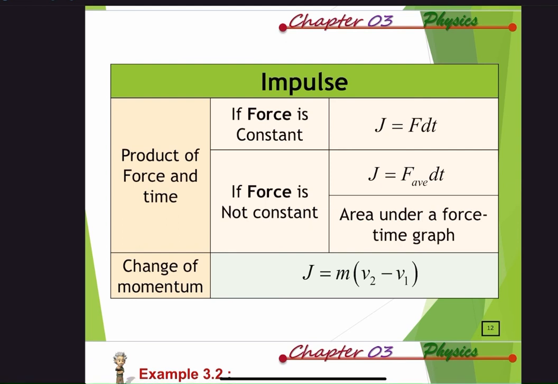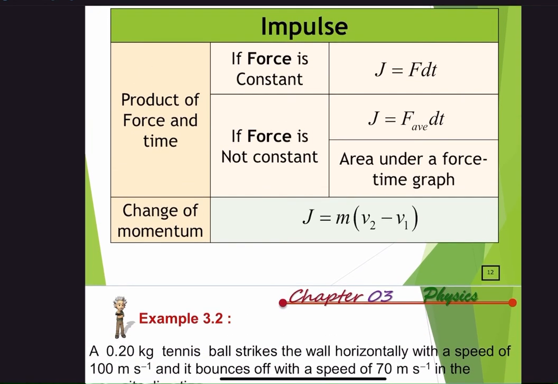The next is about change of momentum, or the impulse-momentum theorem. We know J equal to the change in momentum. We know momentum is mv. m is constant, but the change is only in velocity. That means delta v, which is actually v2 minus v1.